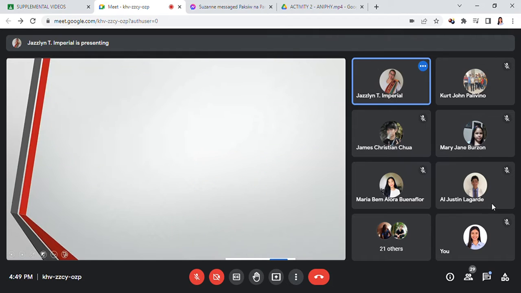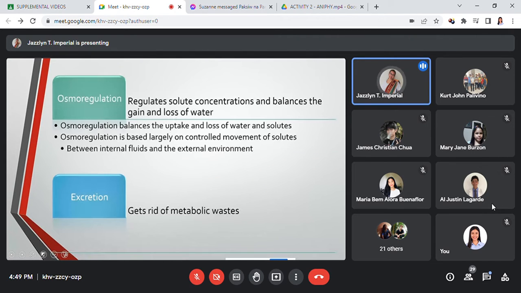So we have now the process of osmoregulation as defined. It is the process of regulating solute concentration and the process of balancing the gain and loss of water. So ibabalance niya po how much water should be taken in and how much water is lost to the environment. Okay, so how is this managed? It is controlled mostly by the movement of solutes between internal fluid and external environment.